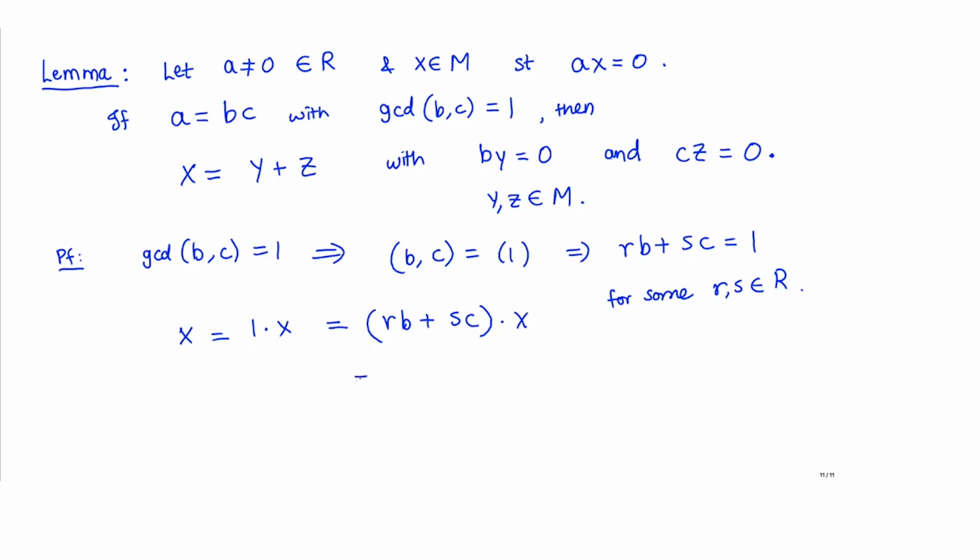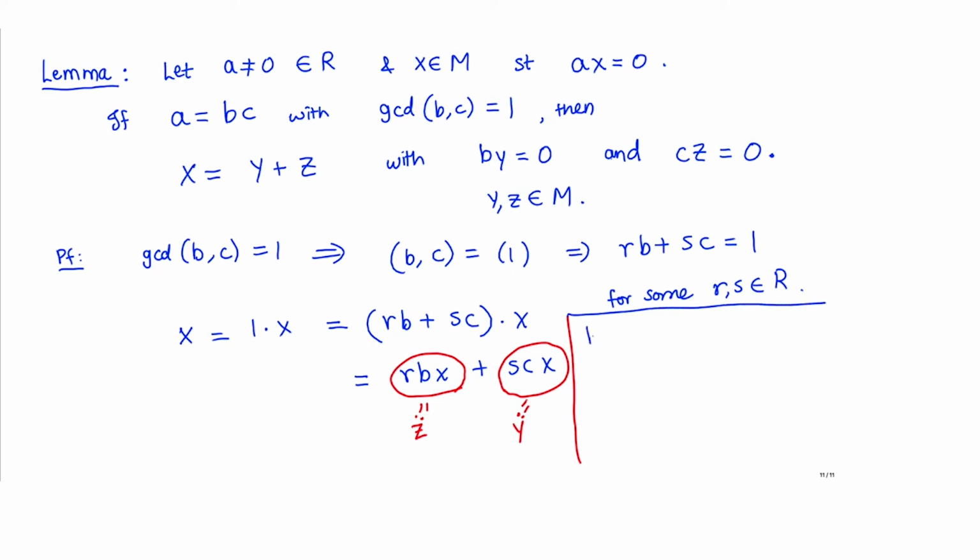Okay, so what is this? This is RBx plus SCx, and these are going to be my Y and Z. Okay, so let me define Y and Z here. So this fellow here is going to be Y. So I will define Y to be this element and I will define Z to be this element. Okay, so these are my definitions. So we need to check that these two elements do the job. What does that mean? Well, of course they are elements of M, that is clear, but let's check that they are annihilated by B and C respectively.